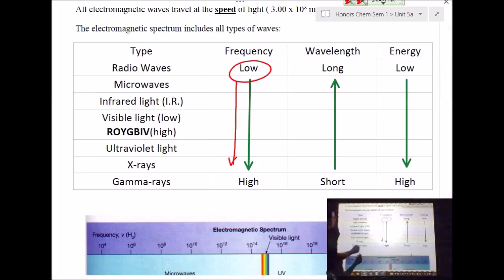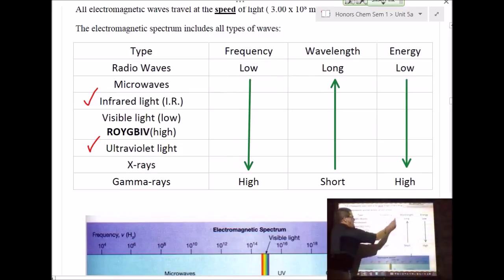So if I were to ask you which has higher frequency, does infrared or ultraviolet have higher frequency? Ultraviolet. That's a test question, okay? Things like that, so be sure you can answer that. Or which one has higher wavelength? Then you have to know that it's the inverse relationship.